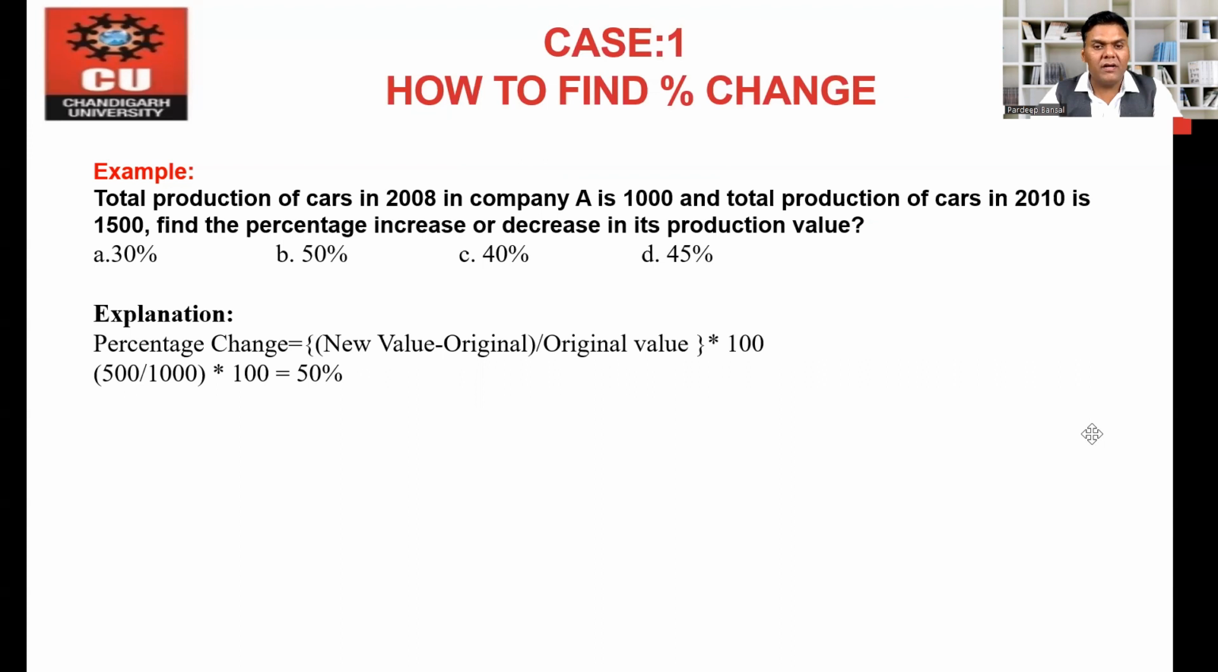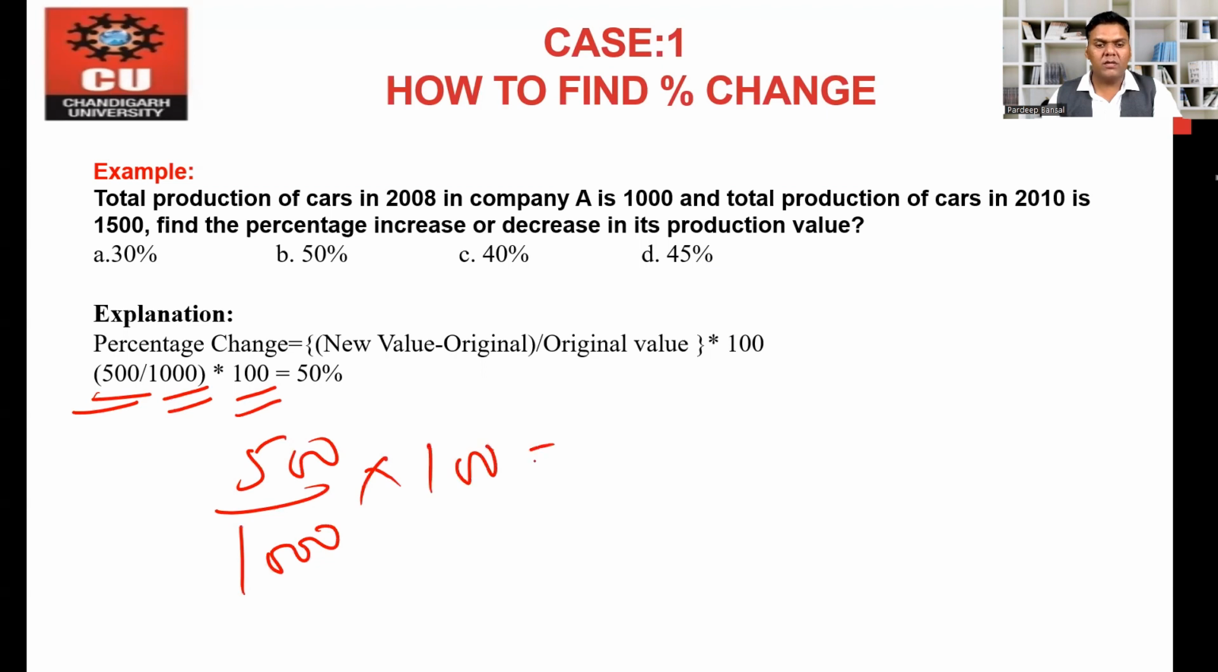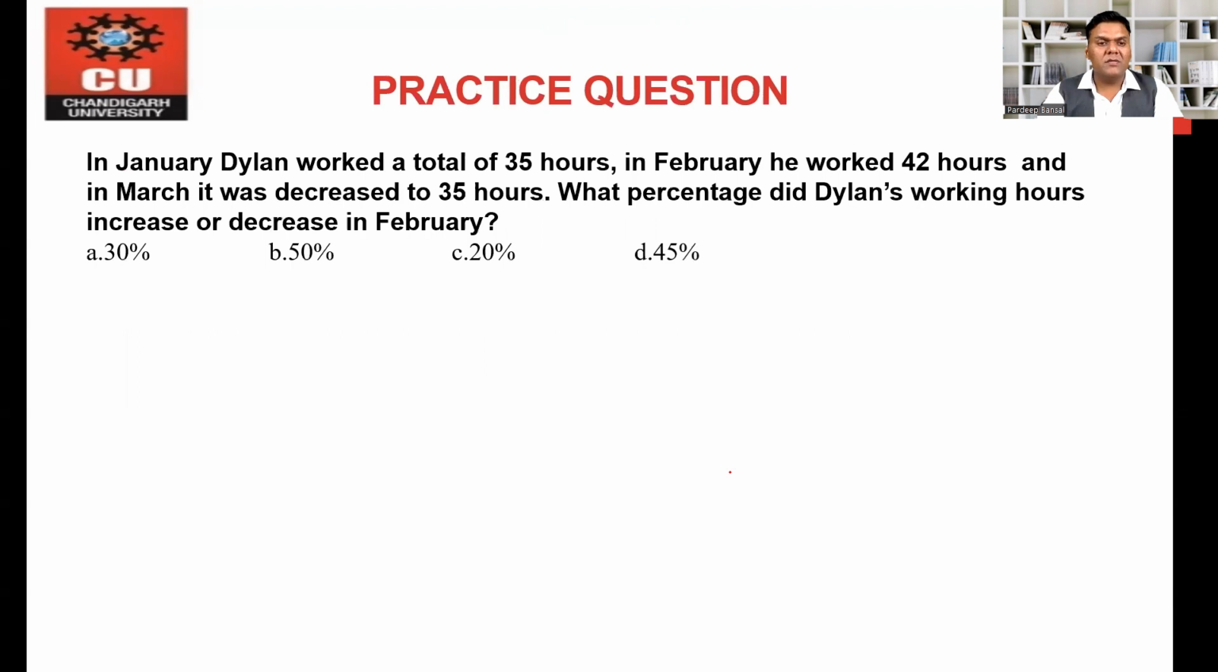Bingo. So 500 has to be divided by 1,000, multiplied by 100. If you divide 500 by 1,000, I hope all of you are good at calculations, the answer comes down to 50%. Similarly, if you look at the second example, almost a similar case. In January, Jalen worked a total of 35 hours. In February, he worked for 42 hours. In March, it decreased to 35. So what percentage did Jalen's working hours increase or decrease in February?